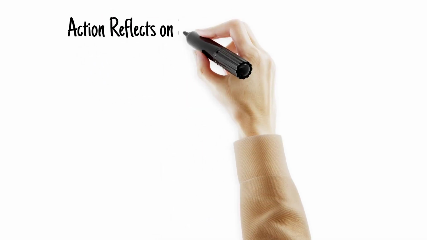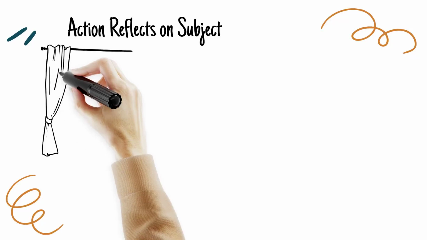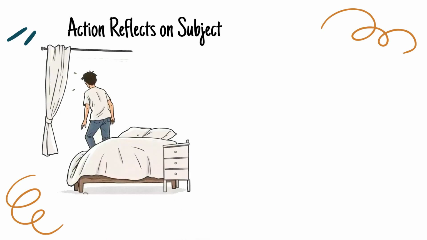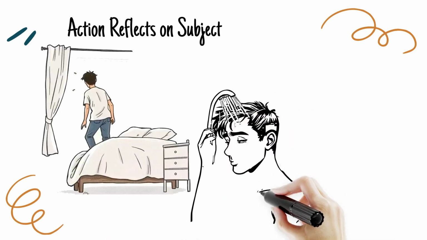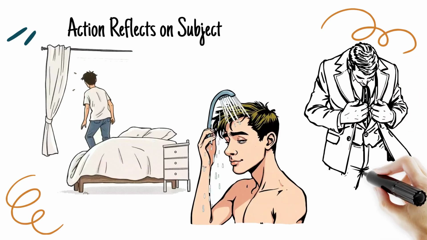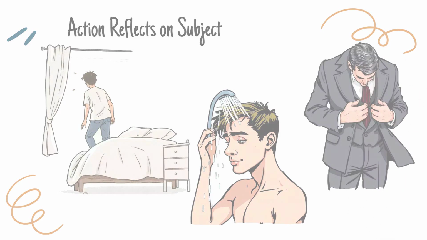For example, yo me levanto, I get myself up. Tú te duchas, you shower yourself. Él se viste, he gets himself dressed. Notice the little words me, te, se. Those are reflexive pronouns, and they show that the action reflects back on the subject. Let's look at them all together.